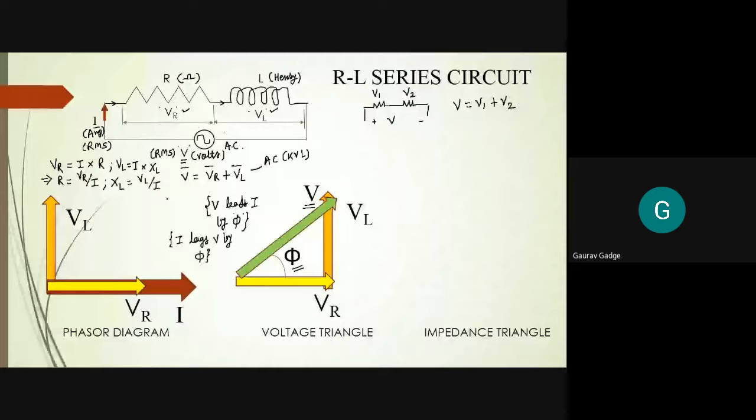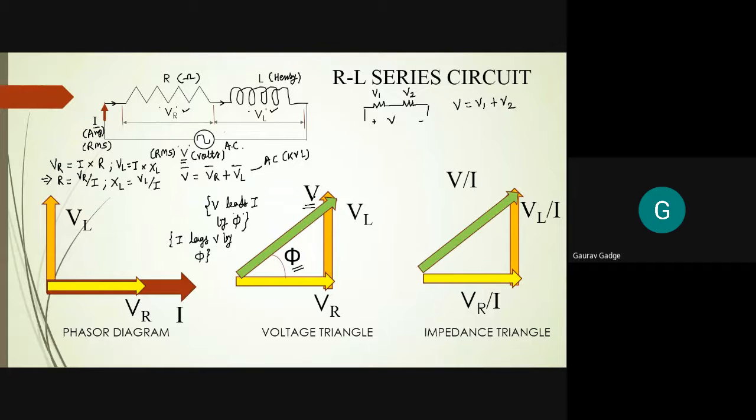VL upon R. So if you have VL upon I, divide this VL by R. Same way, divide this V by R. So what we get? VR upon I, VL upon I, and V upon I. See, the positions are not going to change. So what is VR upon I? It is R. What is VL upon I? It is XL. So VR upon I and VL upon I are R and XL. And therefore V upon I is called Z. And what is Z? Z is called impedance.